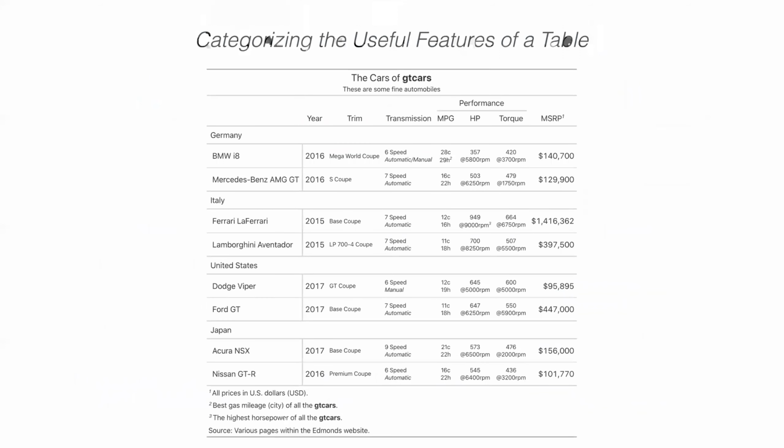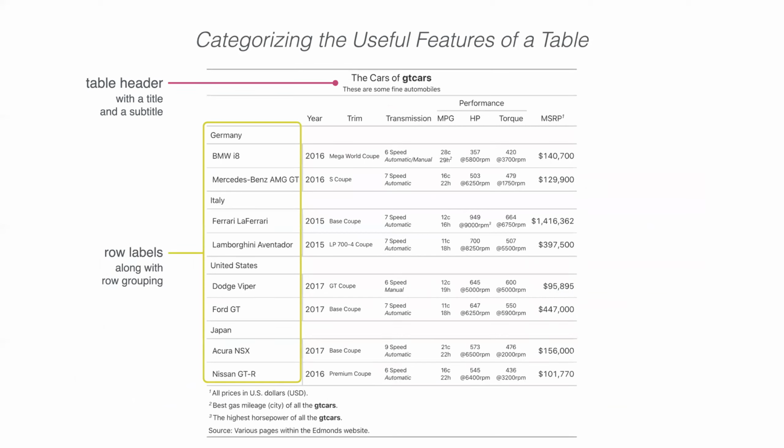Okay, here's an example of a table that's made in GT, and it basically has cars in it. I want to show you some of the useful features of a table, and it's everything that GT can offer you. So a table header is basically just a title and a subtitle if you want it. It's quite nice. You can put it to left or right or middle. By default, it's in the middle. You can have something called row labels, along with row grouping. You see these labels are the cars, and the groups are the different countries where the cars are from.